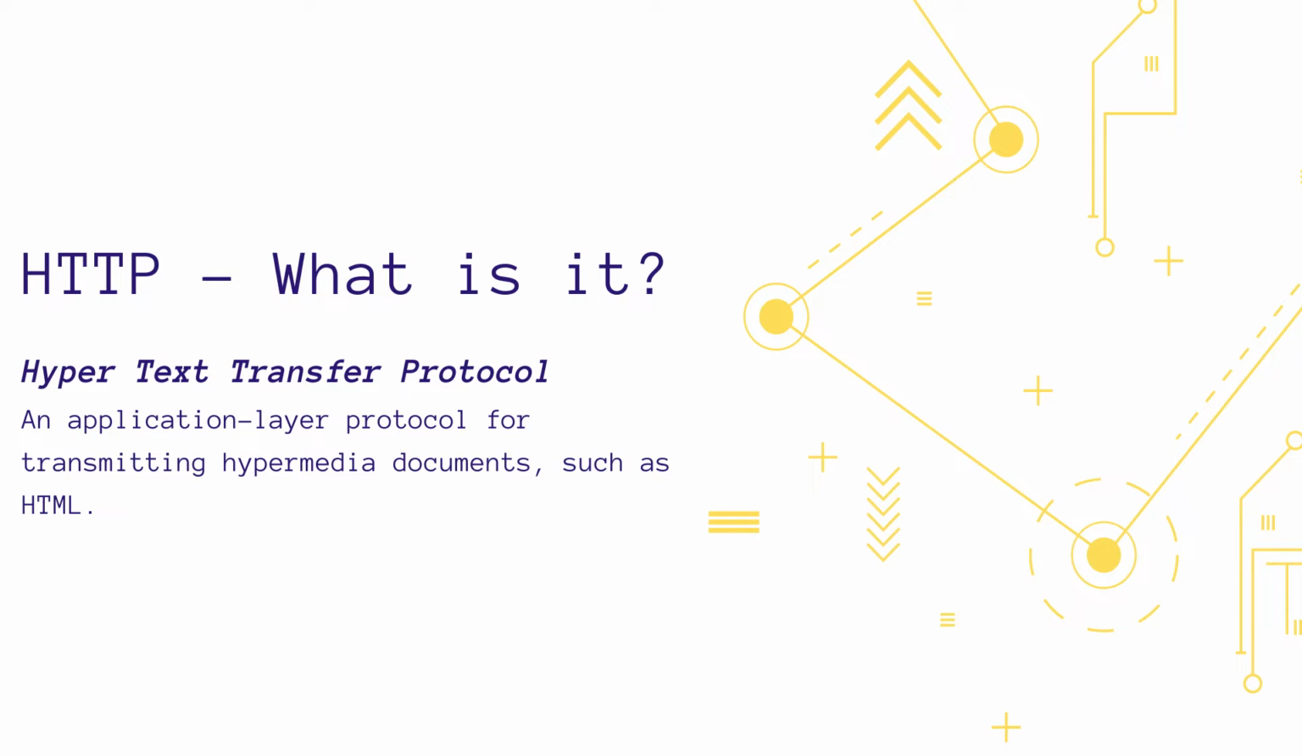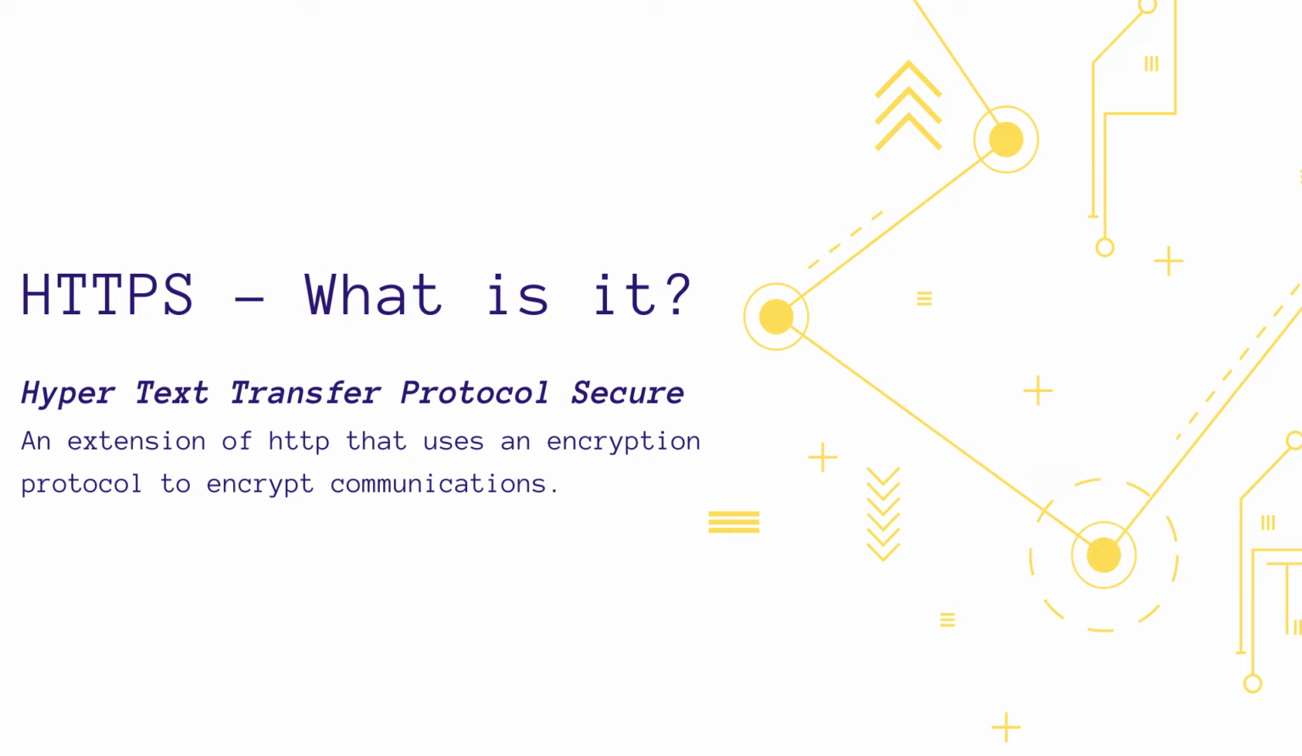First, let's kick off with HTTP. HTTP stands for Hypertext Transfer Protocol, and as stated on Mozilla, HTTP is an application layer protocol for transmitting hypermedia documents, such as HTML. It was designed for communication between web browsers and web servers. So what that means is it lets you interact with web resources like HTML files, and it transmits hypertext messages between clients and servers. Now, HTTPS stands for Hypertext Transfer Protocol Secure.